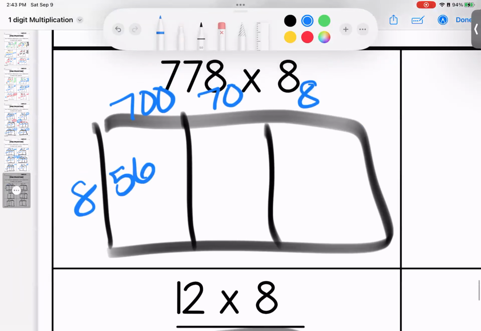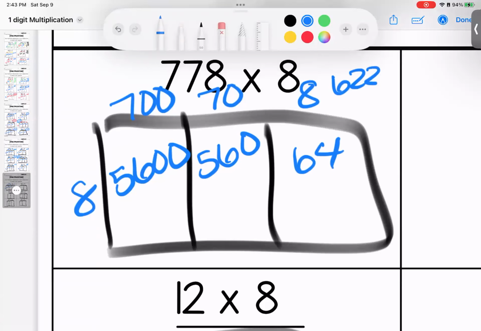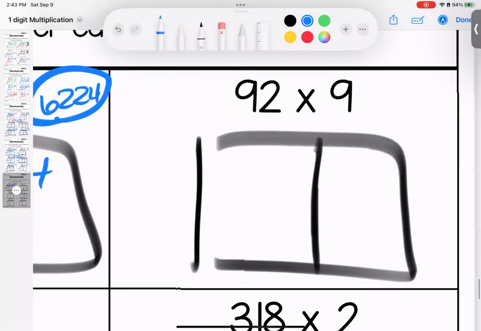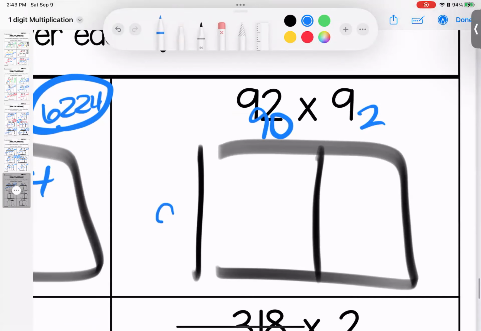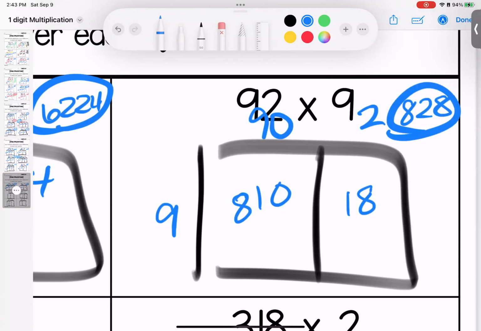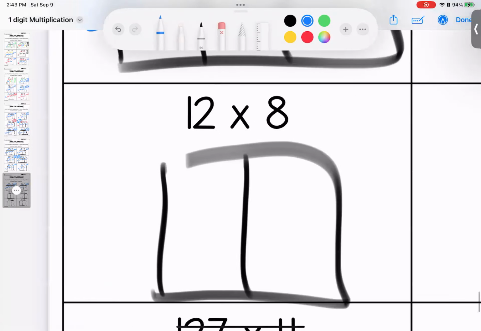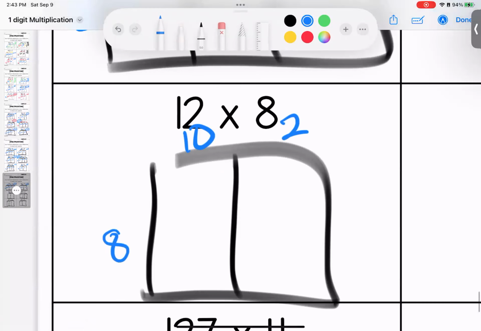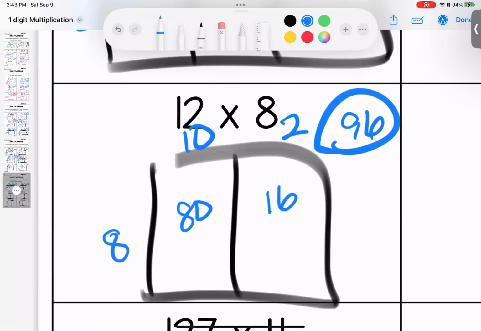7 times 8 is 56, 2 zeros. 8 times 7 is 56, 1 zero. 8 and 8 is 64. Add them up: 5,600, 560, 64, 6,224. 90 and 2 times 9. 9 and 9 is 81 with a 0. 9 times 2 is 18. 828. 4 more. 10 and 2 times 8 is 80. 16 for 96.